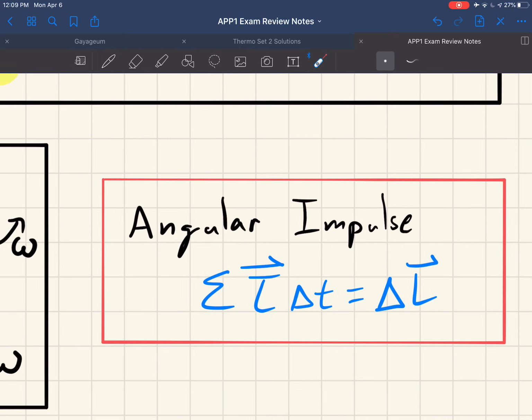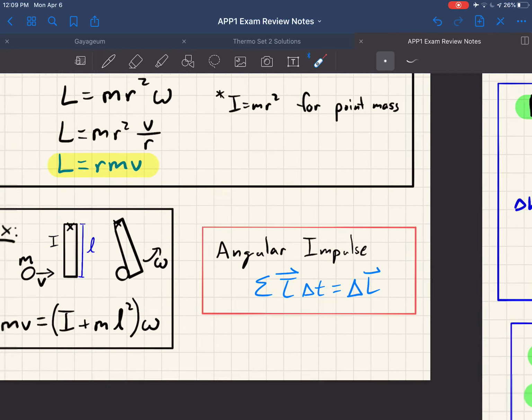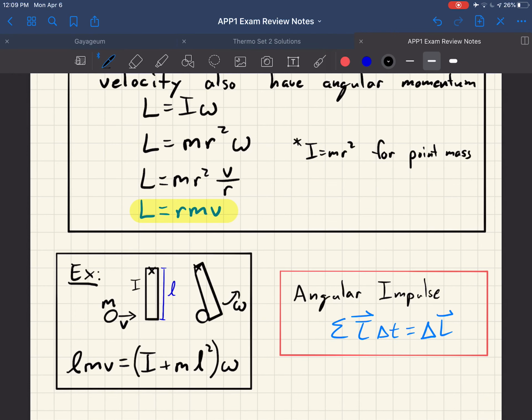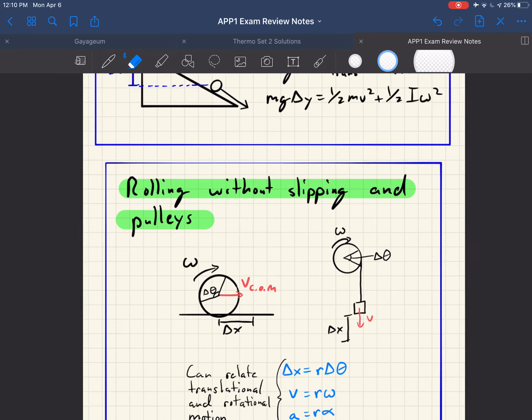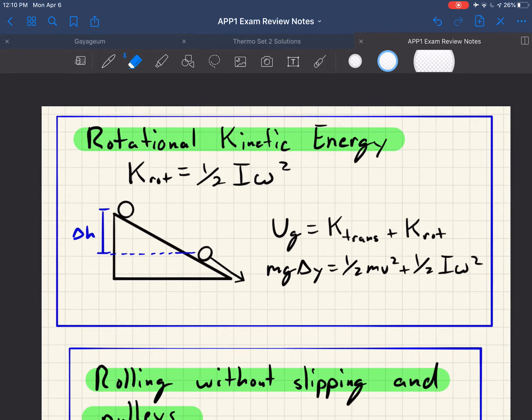Another important note is that we can use the impulse equation in the case of angular motion as well. So for linear motion, we had net force times time interval is equal to the change in linear momentum of an object. But this also works for rotating objects. So the net torque multiplied by the time over which that torque is applied gives us the change in angular momentum of an object.